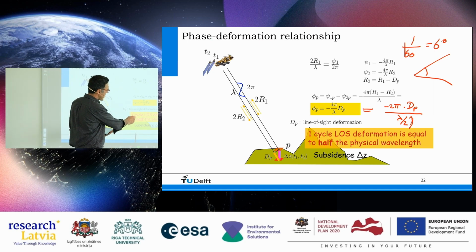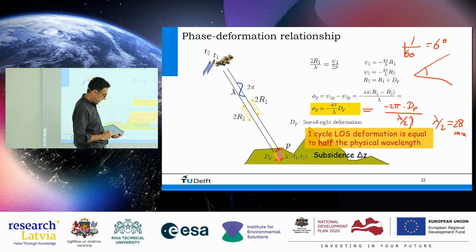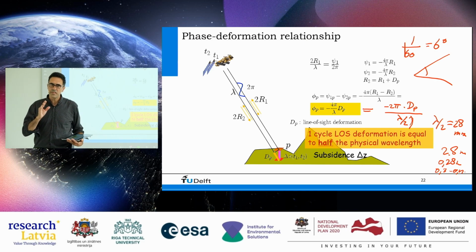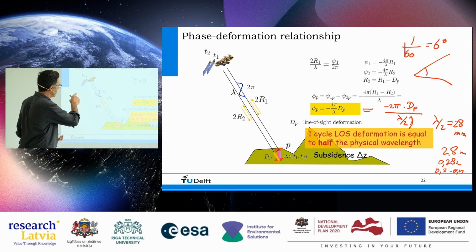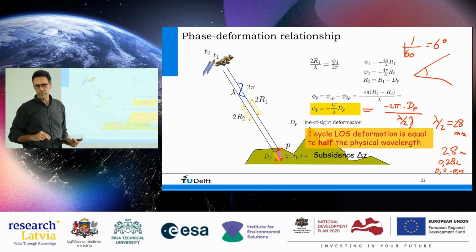So if one cycle is half the physical wavelength, so lambda divided by 2 is 28 millimeters, then 1/10 of that would be 2.8 millimeters. 1/100th would be 0.28 millimeters. So 1/60th would be maybe 0.3 or 0.4 millimeters. Right? So the key message is that if we're measuring the phase difference with interferometry, in principle we can measure sub-millimeter deformation.